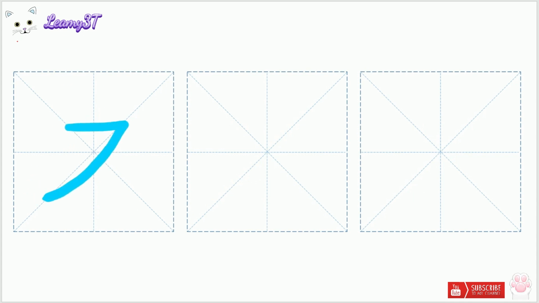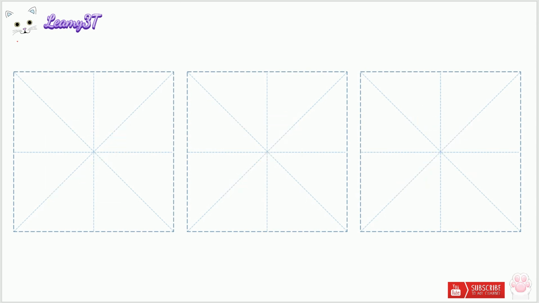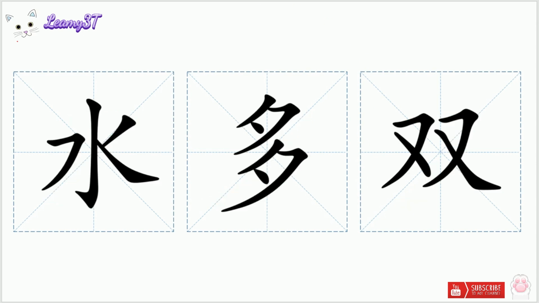Alright, so let's write together again. 横撇. One more. 横撇. Okay, the last 3 times, let's write together. 横撇. Say the stroke's name. 横撇. At last, 横撇. Good. Now you have 10 seconds to find all the 横撇 in the characters.